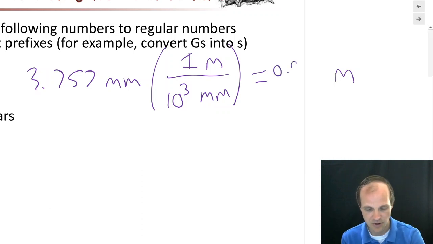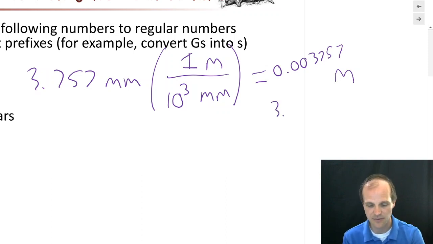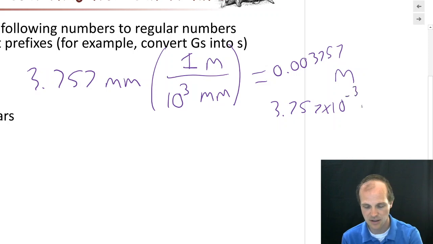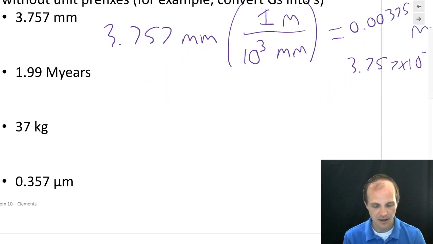Your calculator will probably tell you 0.003757. I'm going to go ahead and convert that to scientific notation because I like reading scientific notation better. If I don't ask for an answer in a particular format, you could theoretically write either way. All right, how about the next one?